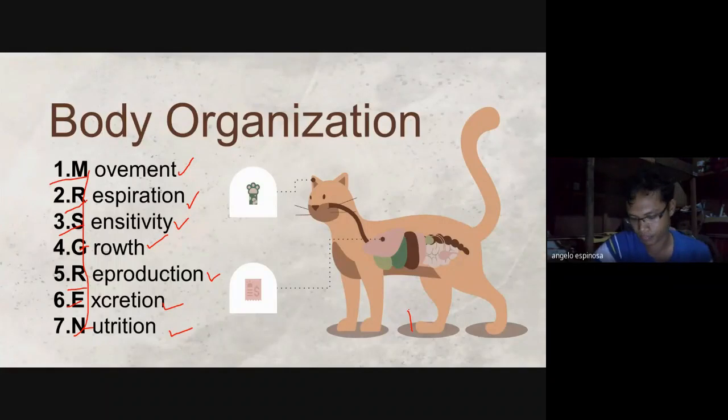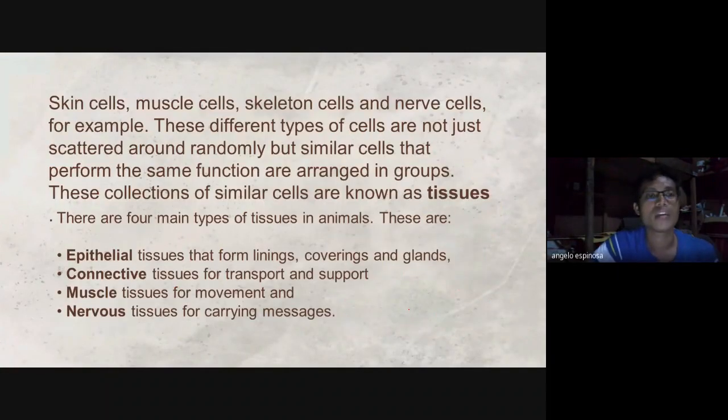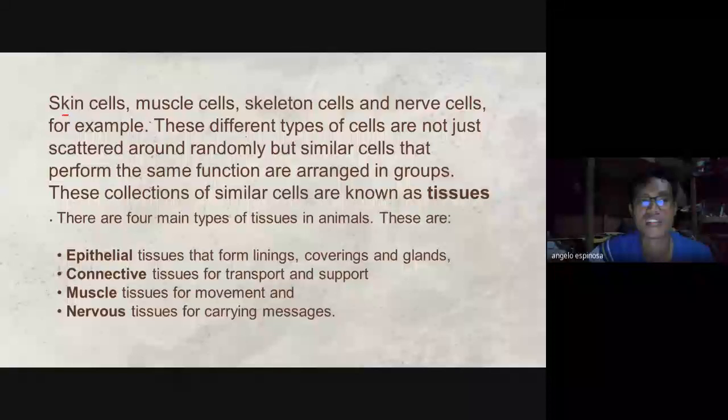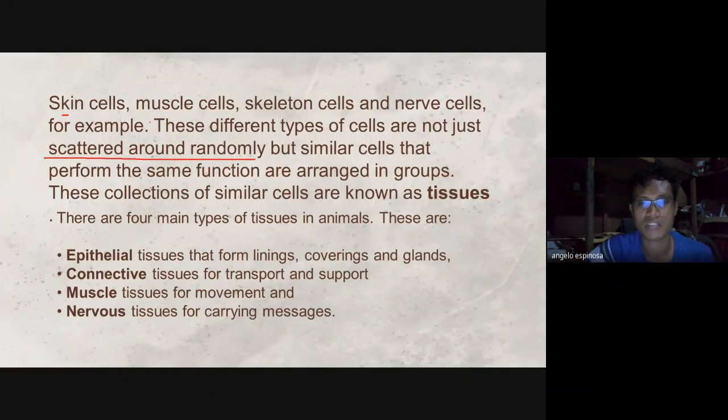Okay? So skin cells, we have muscle cells, skeleton cells, and nerve cells. For example, these different types of cells are not just scattered around randomly. Hindi lang sila basta-basta scattered, but they have functions. Similar cells that perform the same functions are arranged in groups. These collections of similar cells are known as tissues. We all know that tissue is composed of cells. So remember, tissue is composed of cells.